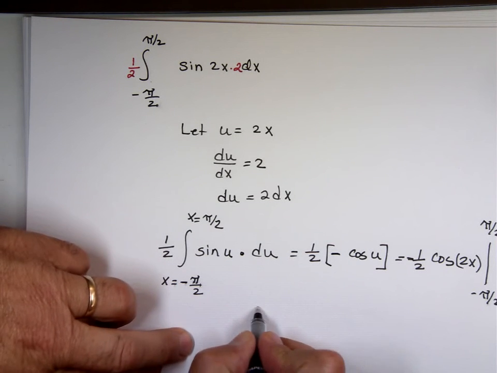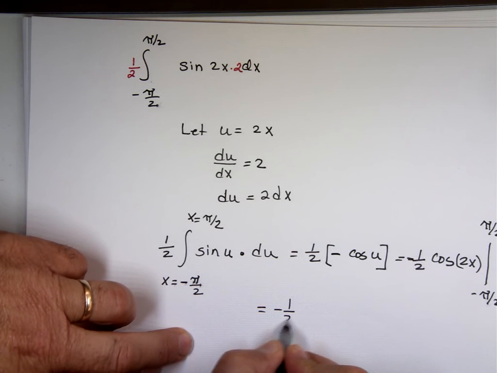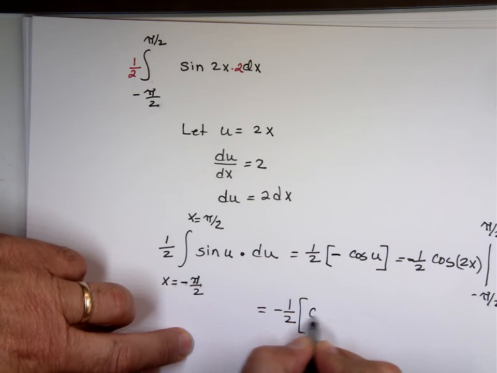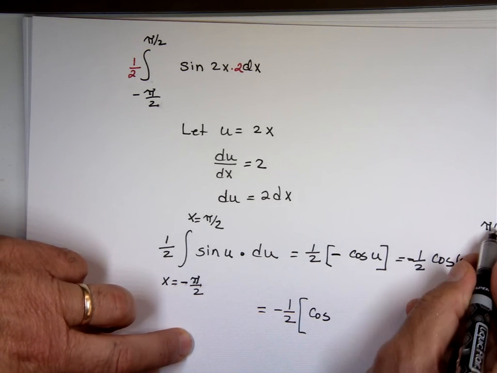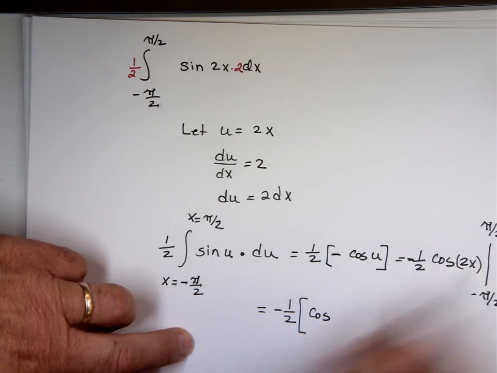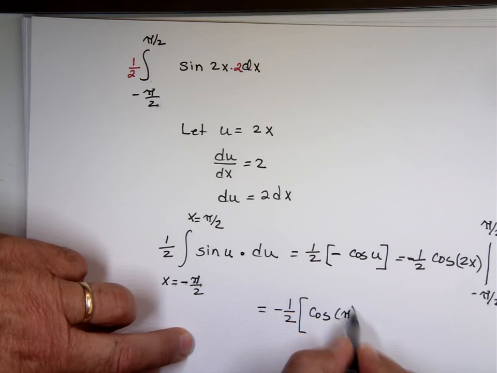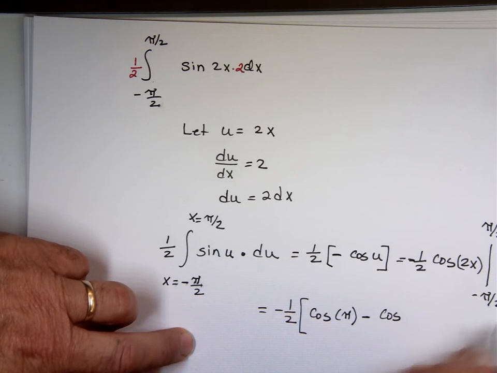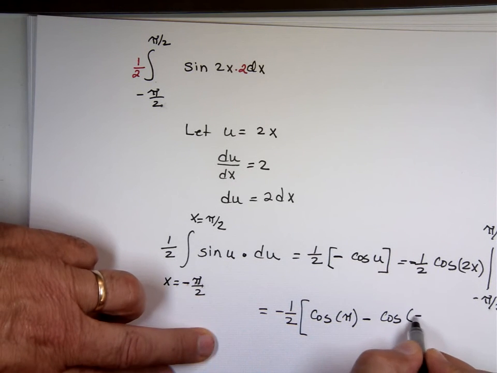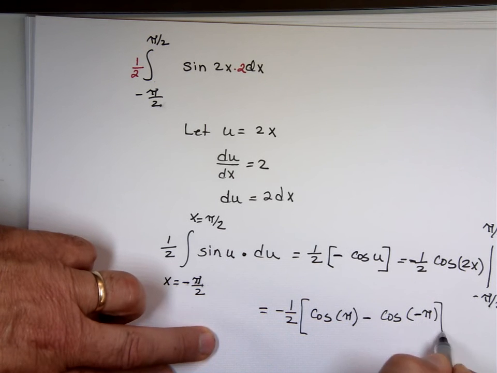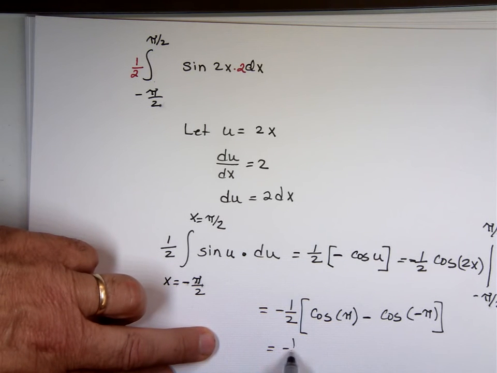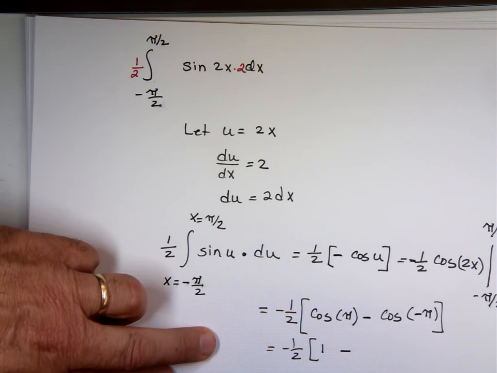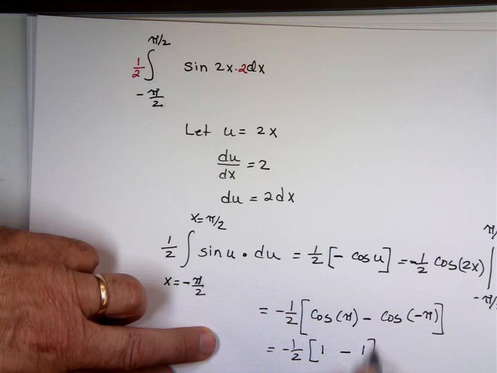Negative 1/2. This will be cosine 2 times pi over 2, is that pi? Minus cosine of negative pi. What's cosine of pi? Isn't that negative 1? What's cosine of negative pi? Negative 1. My answer is 0.